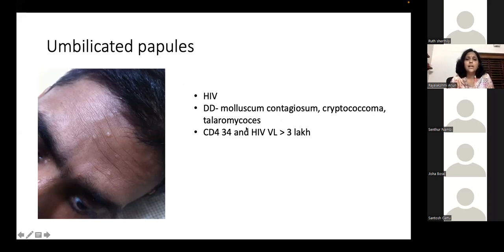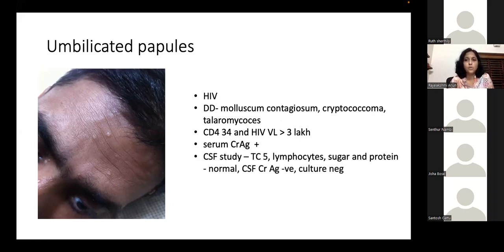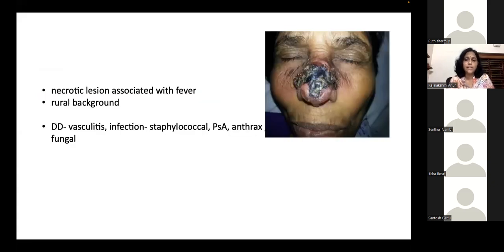This patient had a low CD4 and a high viral load, and he also underwent a serum CrAg test, which was positive, confirming that it is cryptococcoma. The next thing we should do is rule out cryptococcal meningitis. So he underwent CSF, which was negative for cryptococcal meningitis on culture, CrAg was negative, and CSF cell count, sugar, and protein were normal. So this is a case of cryptococcemia presenting as cutaneous cryptococcoma, and he underwent treatment and improved well.